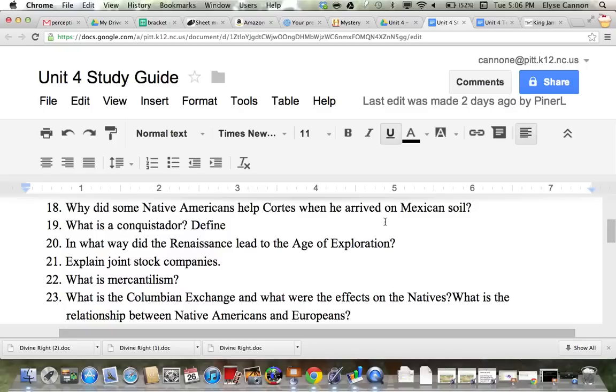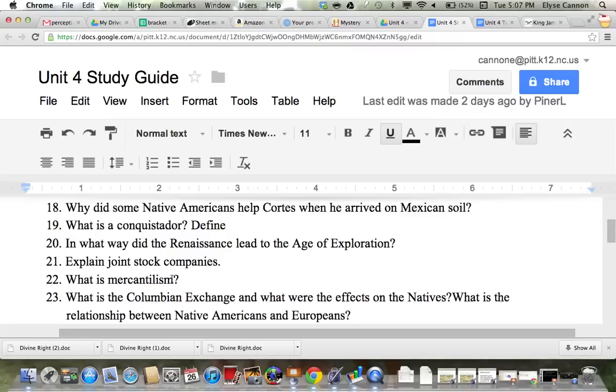A conquistador, I'm on number 19, is a Spanish military leader that will fight against the natives in the Americas. And you need to remember that Hernan Cortez and Francisco Pizarro were considered conquistadors because they conquered. Look at the root word of conquistador. Conquered is inside of there.